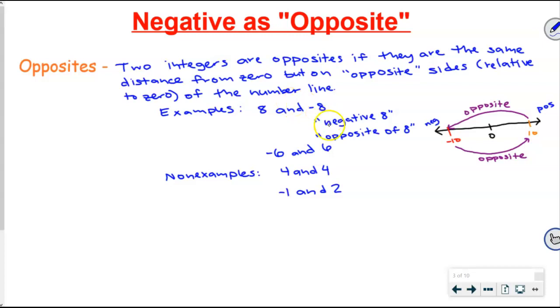Not only are they opposites, we can say this word right here, negative 8, we could say it as opposite of 8. That's really important. You can see the visual. 10 is on the opposite side of the number line as negative 10. They're on different sides of 0.